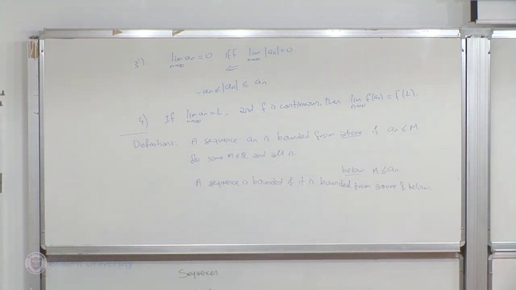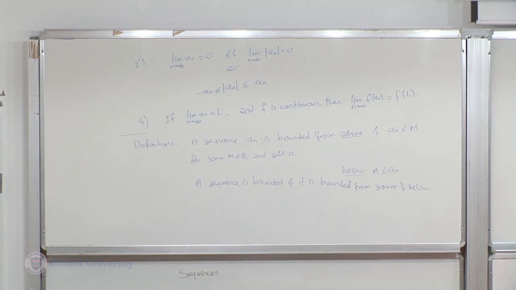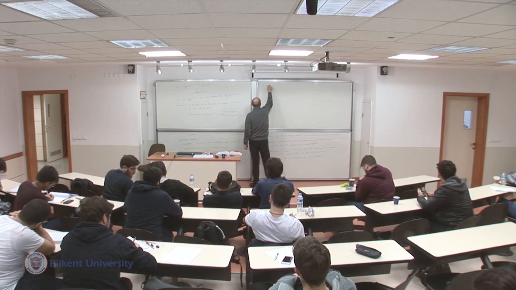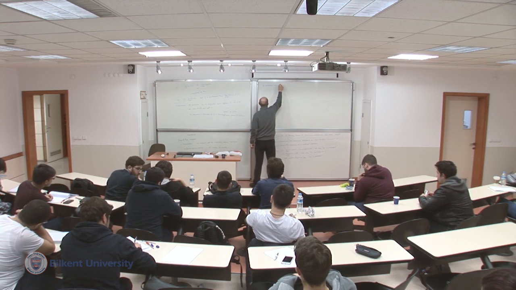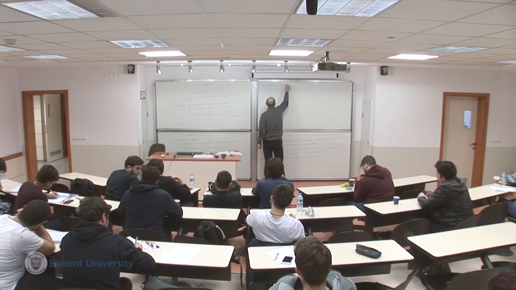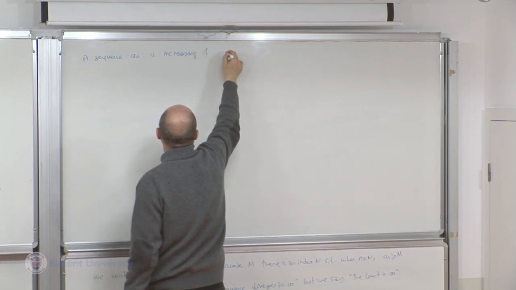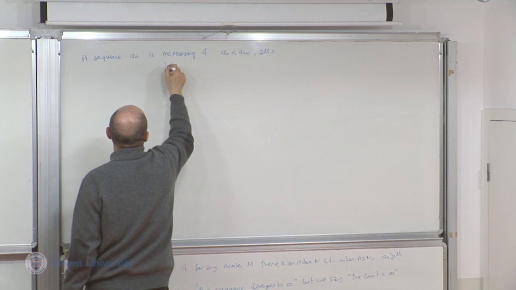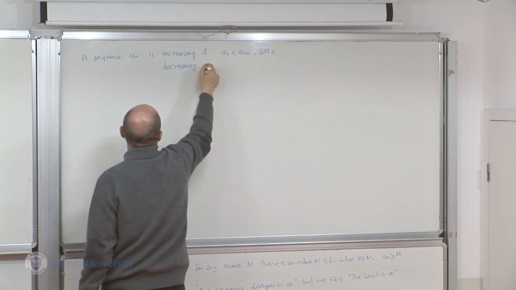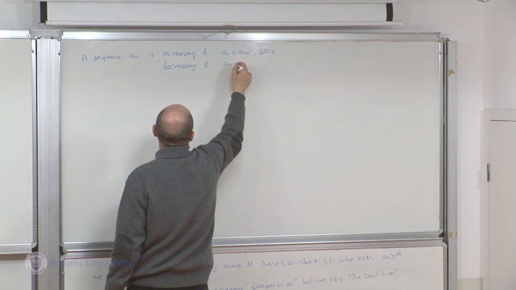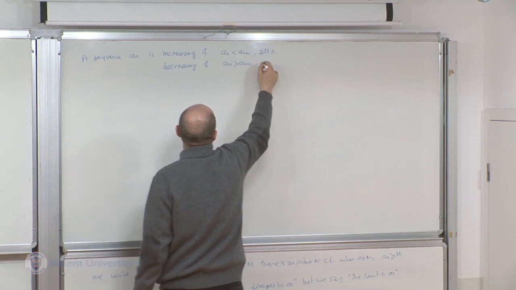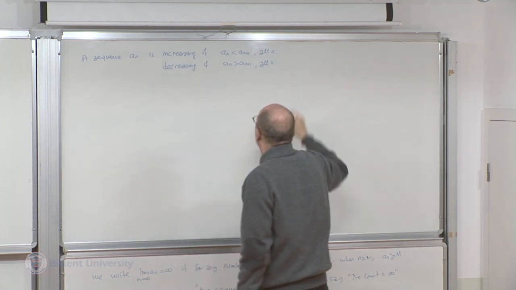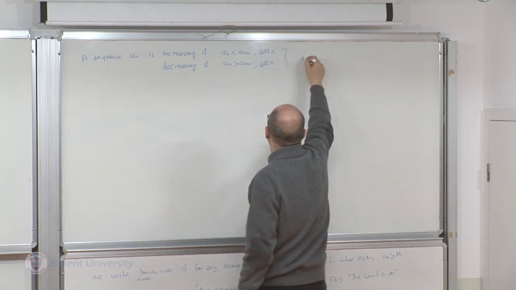And we have increasing and decreasing. Again, definition, and then I'll quote a big theorem and we'll stop. A sequence an is increasing if an is less than an plus 1 for all n, decreasing if an is larger than an plus 1 for all n. If it is decreasing or increasing, we say it is monotonic.